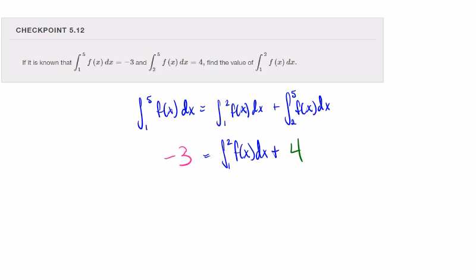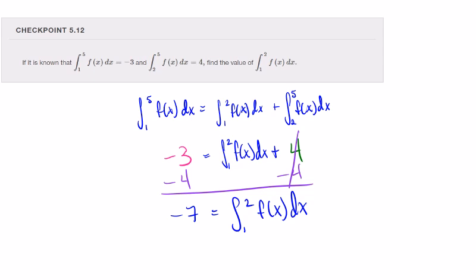All right, good. So -3 equals the integral from 1 to 2 of f of x dx plus 4. So we know that this equals -3. And then we know that this equals positive 4, right? And so now go ahead and solve and find the value of that integral that we're looking for. All right, nice. If you got -7, good job.